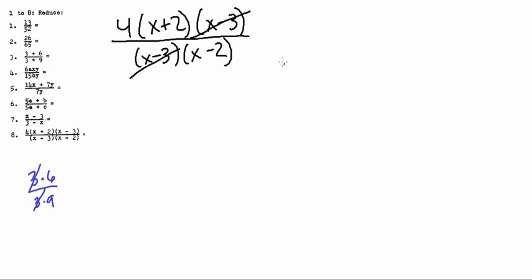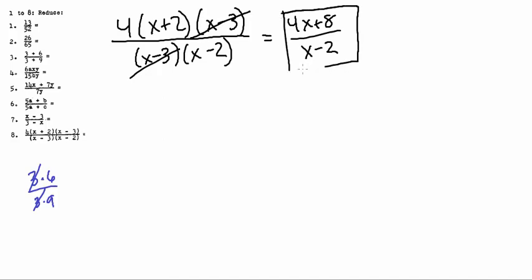And let's go ahead and keep going just for the sake of argument. You're not actually going to be able to simplify any further, but let's say if you weren't sure and you wanted to distribute this 4, you would get a 4x plus 8 over x minus 2. And again, there are no other factors that we could factor out. So from here, our final answer would just be this here.